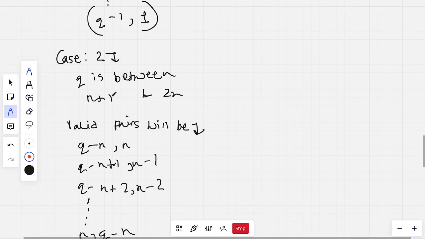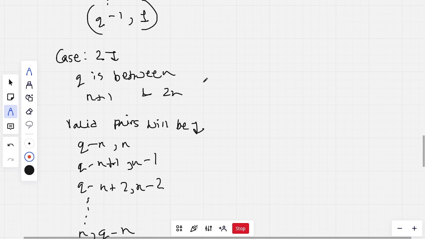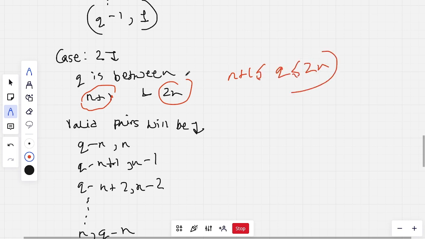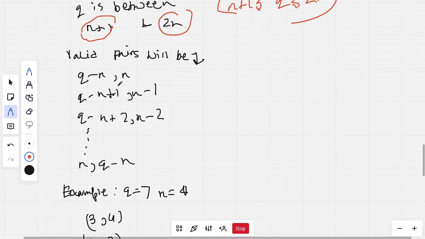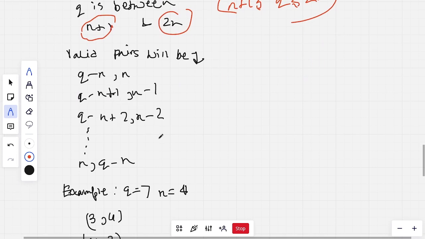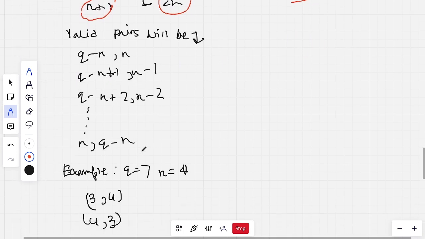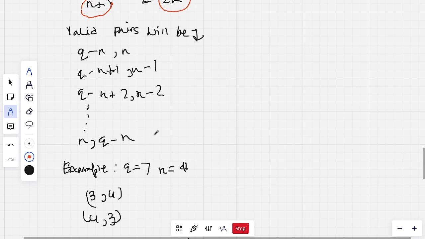Okay. Similarly, let's come to the case where q is between n plus 1 and 2n. So I'm going to write this like q is between n plus 1 and 2n. So you can see my q minus n plus 1, q minus n plus 2, n, comma, q minus n. So this is the formula which I can pretty much generate.